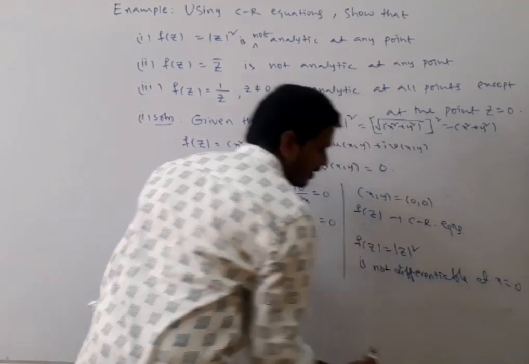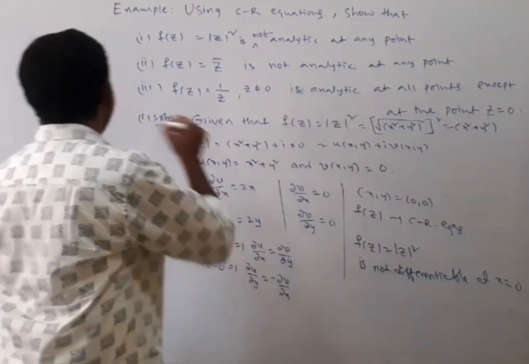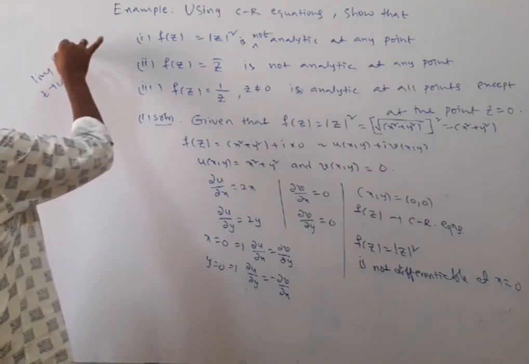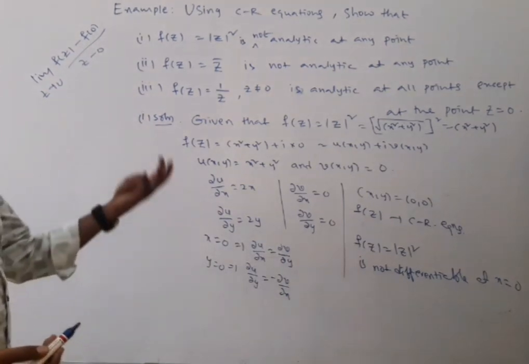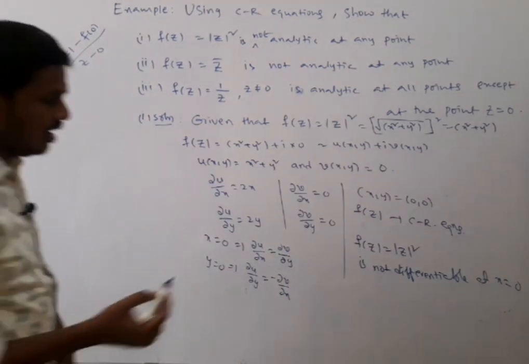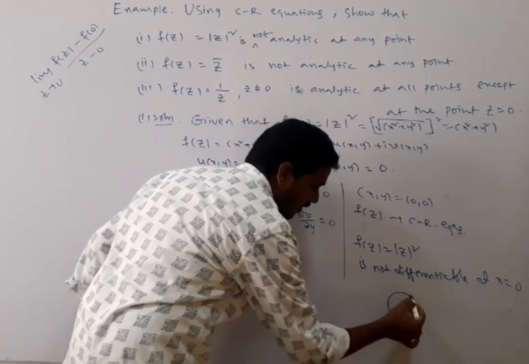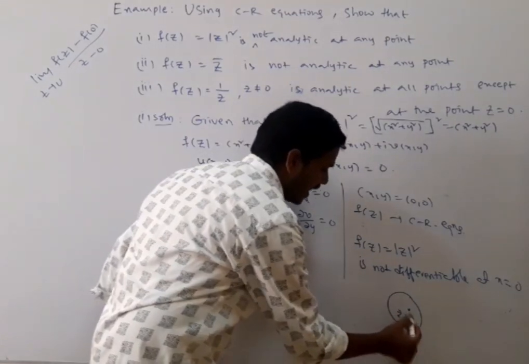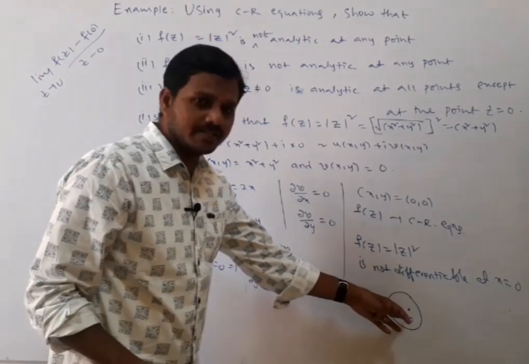You may check whether it is differentiable or not. By the definition, take the limit as z tends to 0 of (f(z) − f(0))/(z − 0). If the limit does not exist, then it is not differentiable. If you want to go for analyticity, this is z = 0 and this is the neighborhood of 0, the function is not differentiable at z = 0.